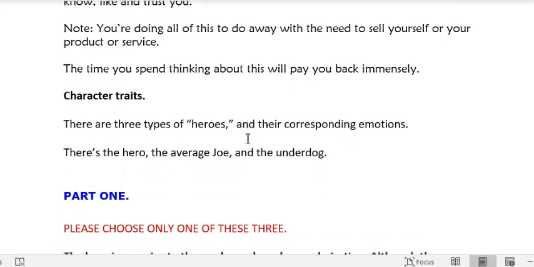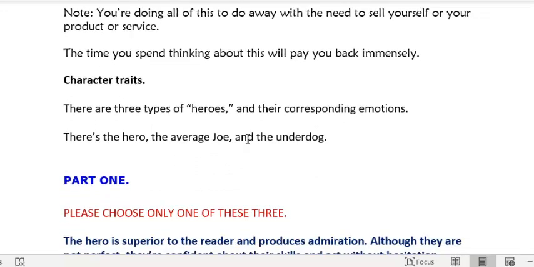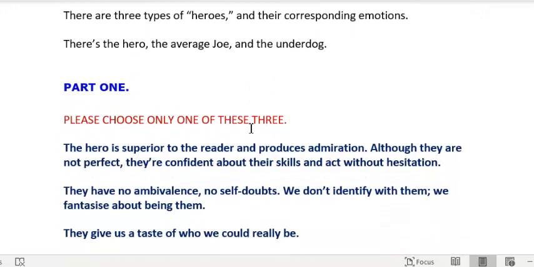So character traits. There are 3 types of heroes and their corresponding emotions. There is the hero, the average Joe, and the underdog. So you're going to be choosing one of these. So on your piece of paper you've got next to you, hopefully, I want you to write down which one of these 3 you resonate with most.